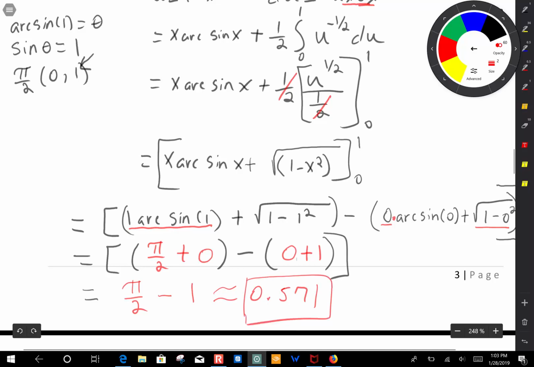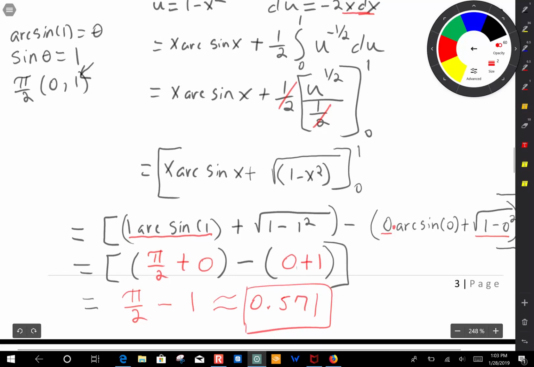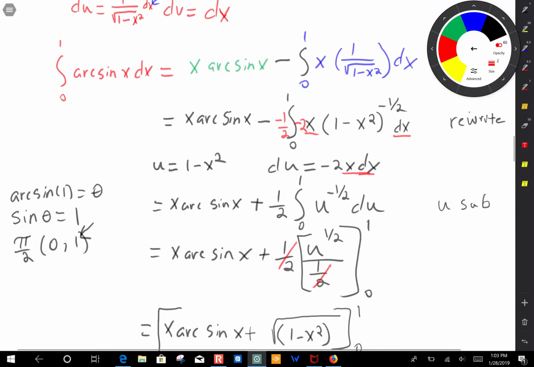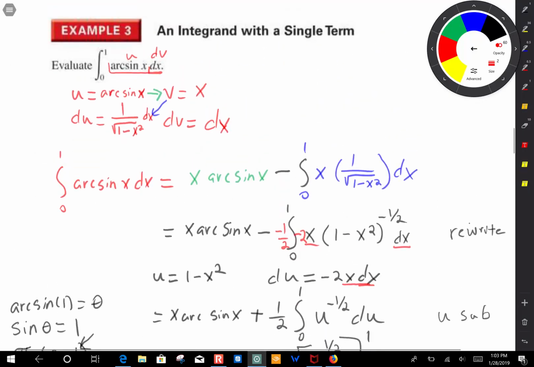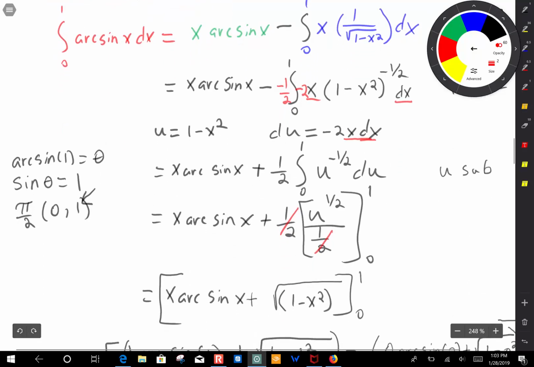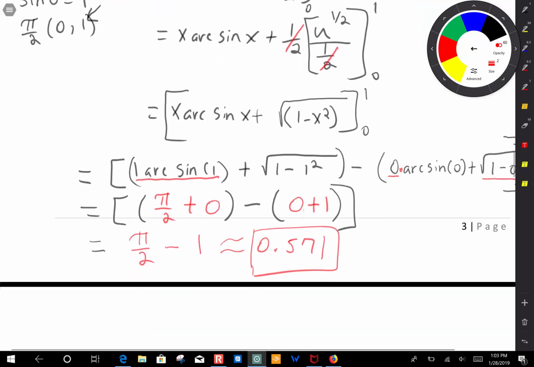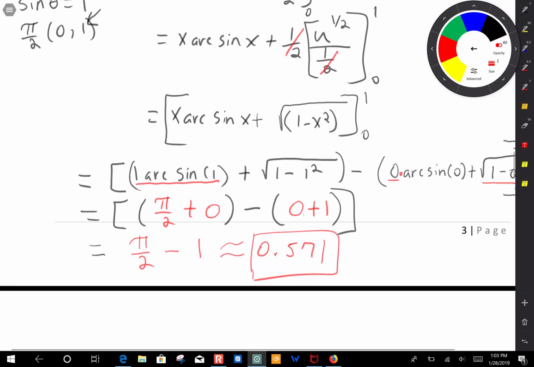Okay? So therefore, what did we find? We found the integral of arc sine of x dx from 0 to 1, right? And this is an integrand with a single term. So to do this, we make u to be our arc sine of x. Well, the strategy is to let your dv be dx and the other portion to be your u. So we let u be arc sine of x and dv be dx, and you can do this whole integral using integration by parts. Okay, so this is how you do example 3.